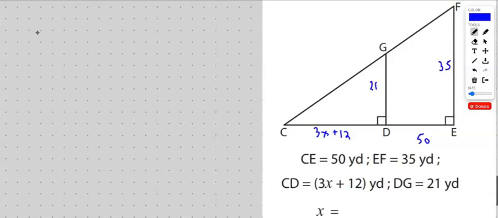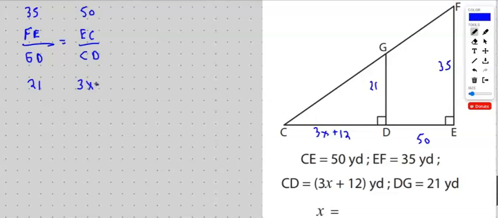Big side on top. So we're going to say F to E over G to D is going to be equivalent to E to C over C to D. Now stick our numbers in. 35 over 21, E to C would be 50 over 3x plus 12. Let's get rid of the letters. 35 over 21 equals 50 over 3x plus 12.